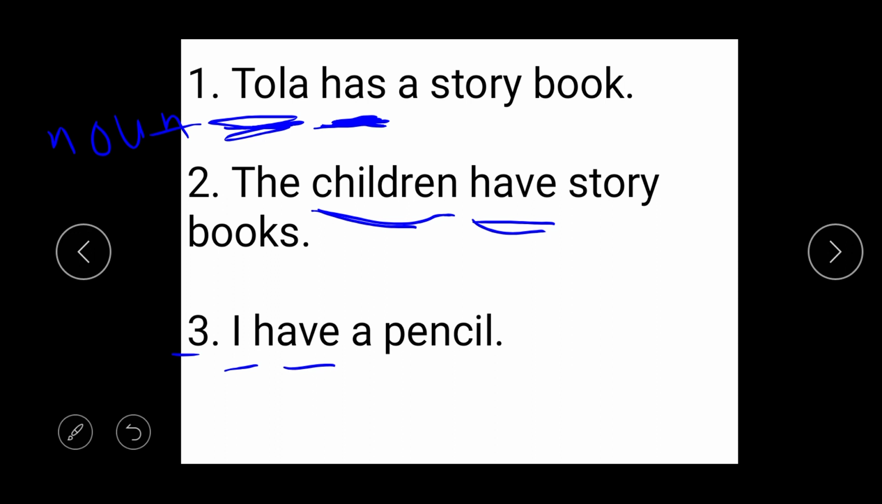Now let's look at the third example. I have a pencil. So why are we using have and not has? We are using have because we said I and you take the verb have. The pronoun we are using here is I. So I will always follow the verb have.